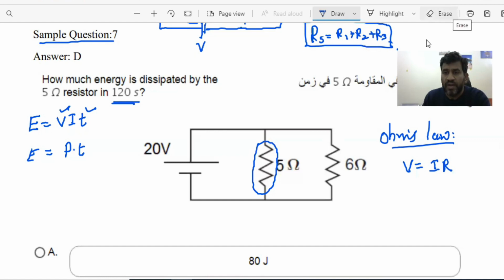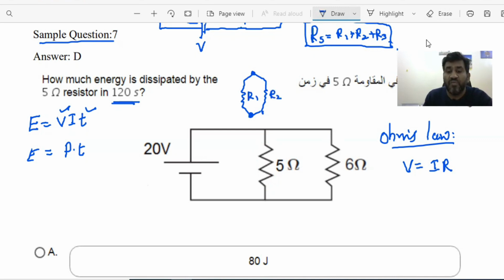Before calculating it, I need to know the parallel arrangement of resistors concept. Look here, the 5 ohm resistor and the 6 ohm resistor are both arranged in parallel. When do I say the resistors are arranged in parallel? If one end of each resistor is connected at one point like this, and all the other ends are connected to another point, this kind of arrangement is called a parallel arrangement, R1 and R2.